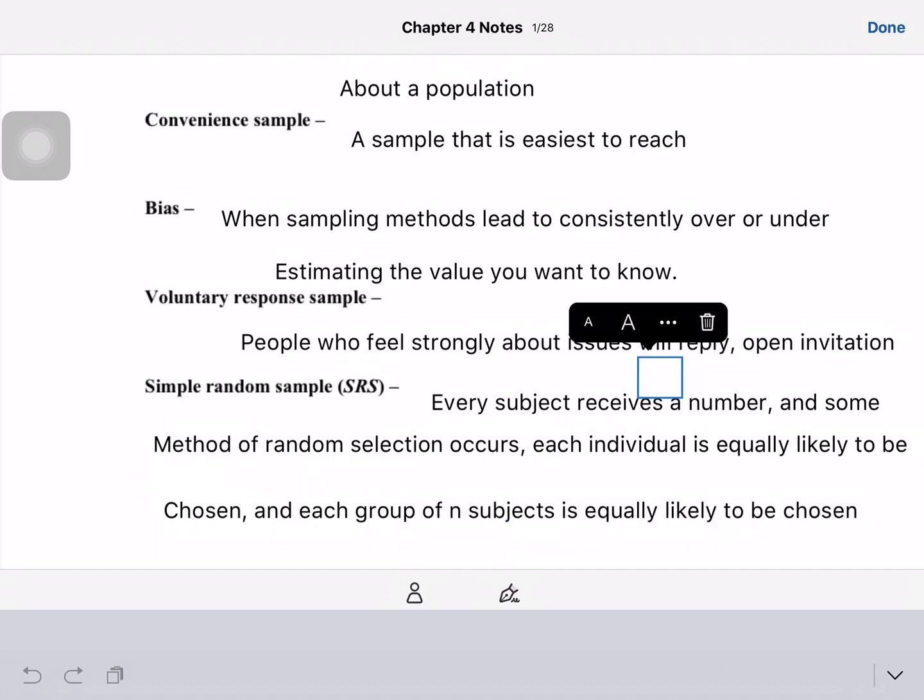So a simple random sample would be if I took everybody in the school, I put them in alphabetical order, everybody got a number, and then I decided I was going to put in the random generator in the calculator 1 to 1100, and then I was going to choose groups of 10 or groups of 100. Then every individual is equally likely to be chosen from that random selection, and each group of n subjects, so each group of 10 people or each group of 100 people, is equally likely to be chosen in that case.